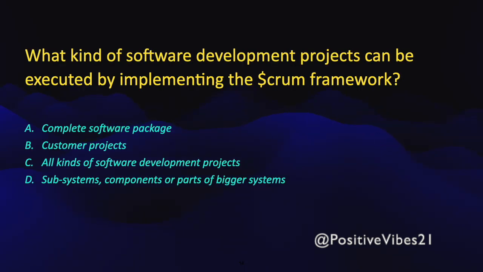What kind of software development projects can be executed by implementing the Scrum Framework? Again, four options are there. Please try answering this one, and then we'll see the right answer. So the four options are complete software package, customer projects, all kinds of software development projects, or subsystems, components, or parts of bigger systems. Let's look at the right answer. That is C. All kinds of software development projects. Okay, let's move on.